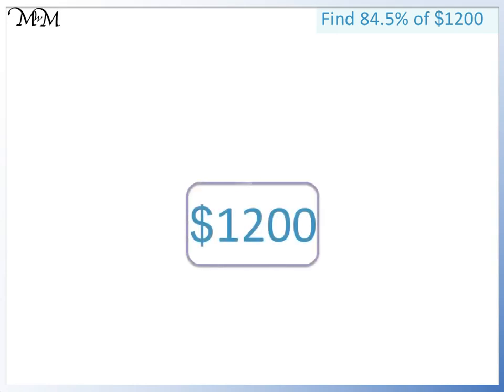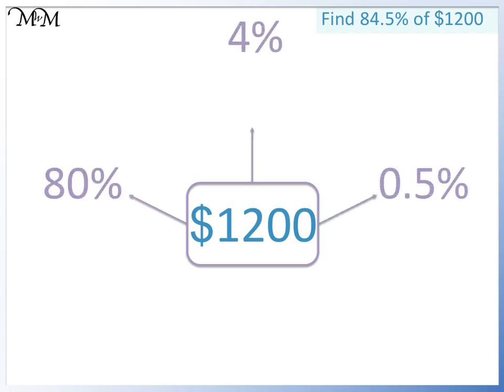Here's our final example. Find 84.5% of $1,200. We partition 84.5% into 80%, 4% and 0.5%. We'll start with 80%. 10% of 1,200 is 120. So to find 80%, we multiply by 8. 12 times 8 equals 96, so 120 times 8 is 960.